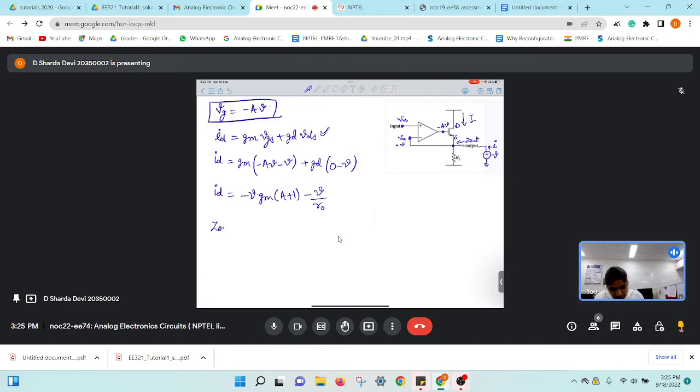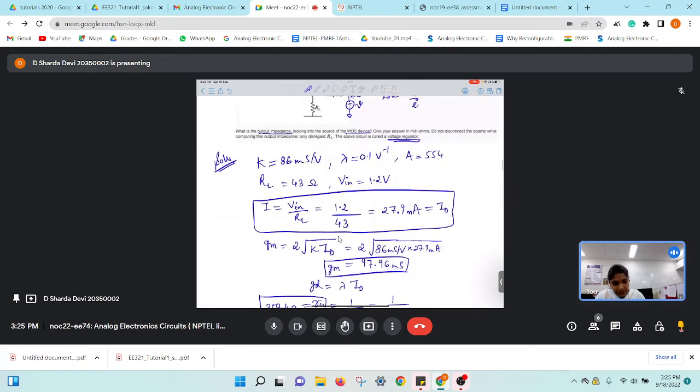So Z out, as we earlier discussed, it is V by I, small v and small i. This small i will actually be equal to small id because there is one single current path here also. And in the question it's also mentioned that you can neglect this RL. That is the reason that we are not considering RL.